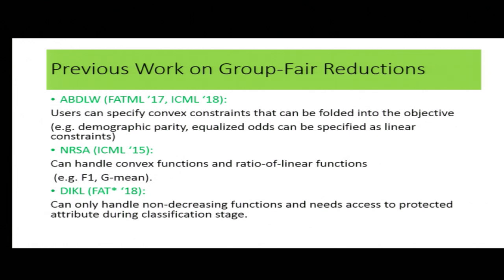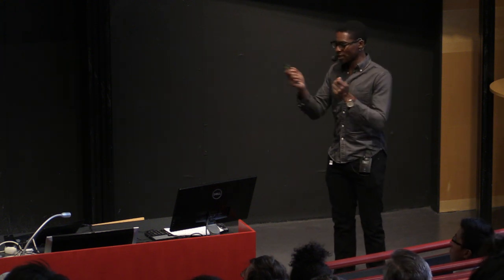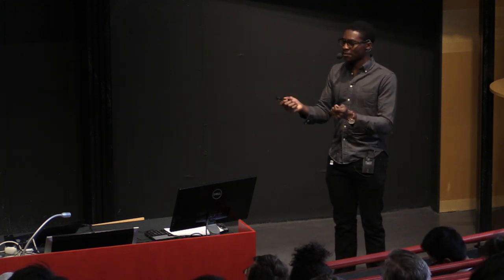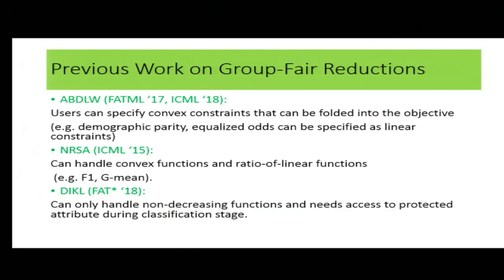But demographic parity, by the way, means that the result of a classification for an individual should be independent of the group to which the individual belongs. Equalized odds means that the result of a classification for an individual, given the true label, should be independent of the membership of the group, the group membership of the individual.